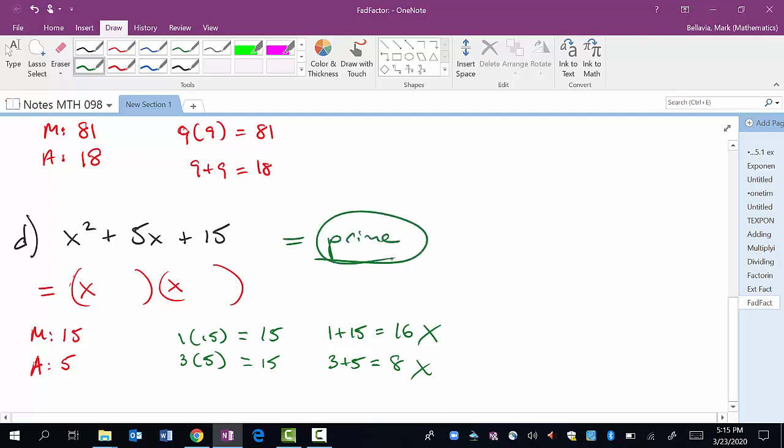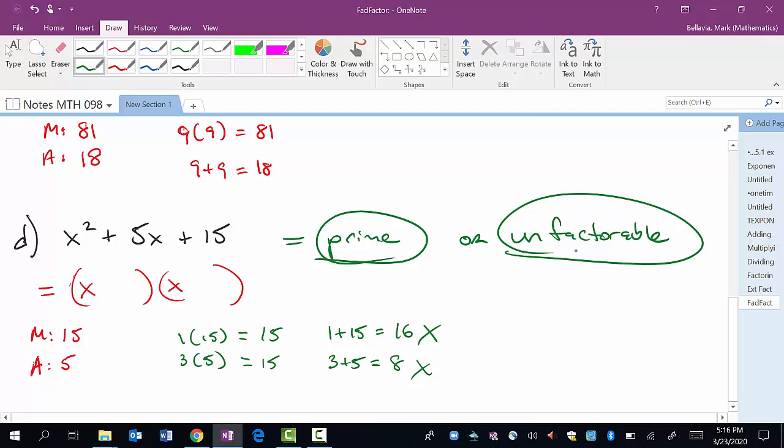All right, so we say it's prime, and we call it prime because it's just like a prime number. The only factors it would have are 1 and itself. In other words, it doesn't factor down to anything except 1 times itself. So it's a prime polynomial. Or the other way you might see this written is unfactorable. So you should answer in one of those two ways if something isn't factorable.